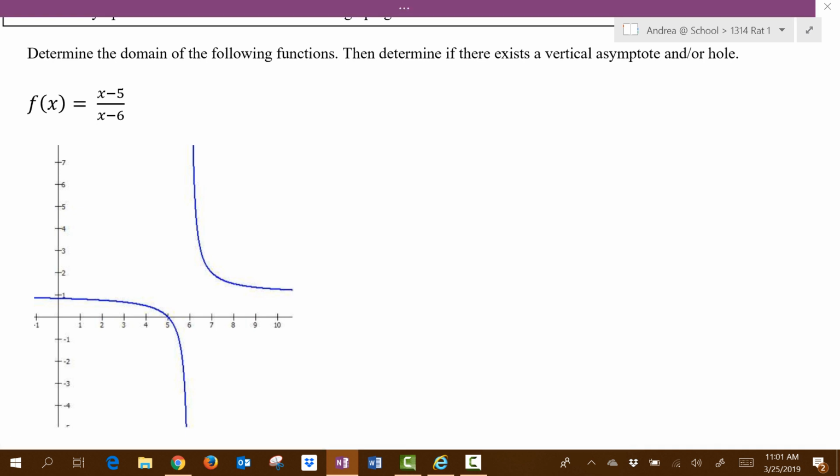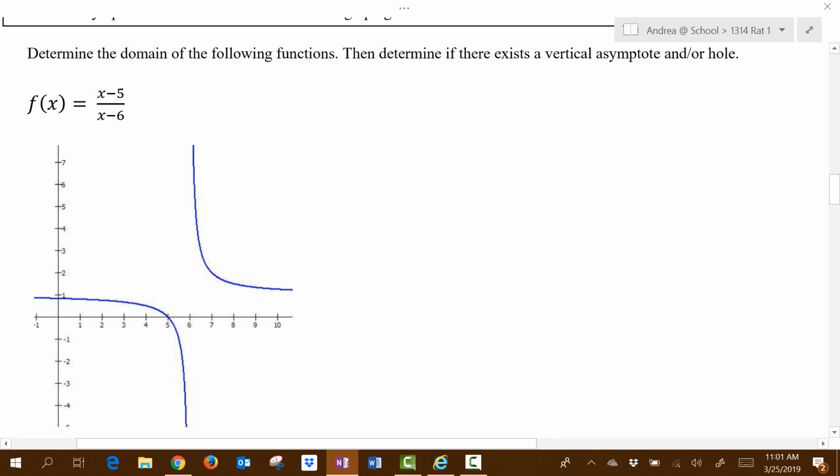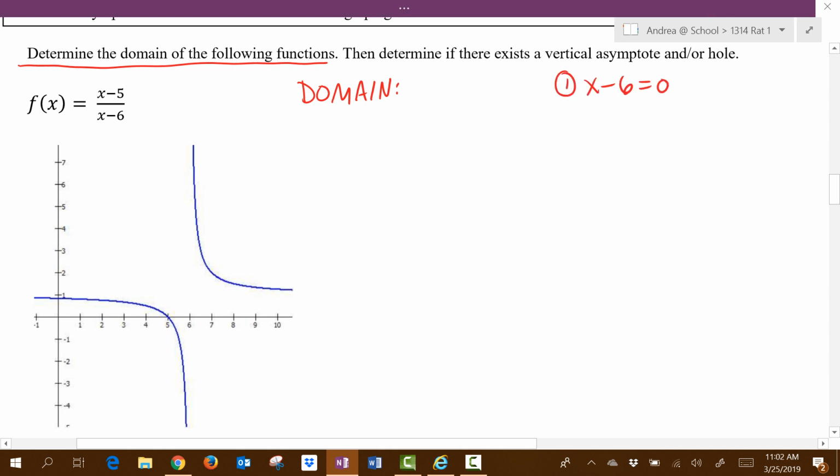Let's look at our first rational function. We have f of x equals x minus 5 divided by x minus 6. First, we are asked to find the domain of the function. To find the domain of the function, we will take the denominator, set it equal to 0. We will solve that equation for x. I will add 6 to both sides to get x equals 6. This, remember, is the problem x value that causes the denominator to become 0.